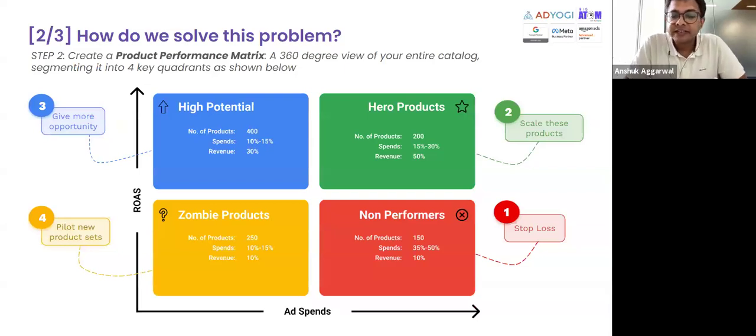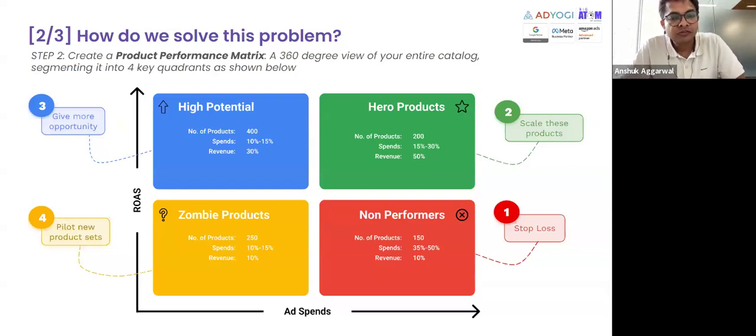So if you just go to the next slide, this is where I've tried to give a better representation of what I just spoke about. So you have spend buckets on the x-axis, you have ROS buckets on the y-axis, and four clear quadrants coming out of it, right? Now, from an immediate actionability perspective, we highly recommend to focus on quadrant number 1 and quadrant number 3.